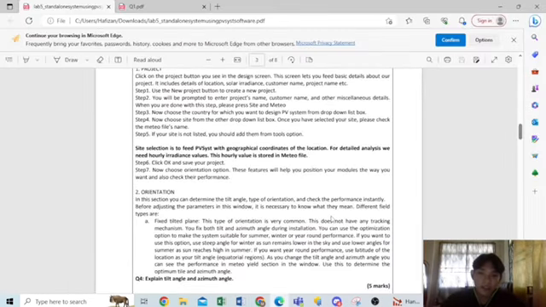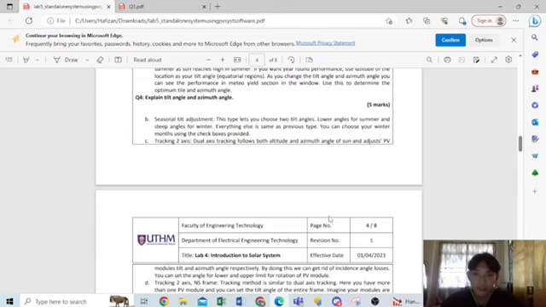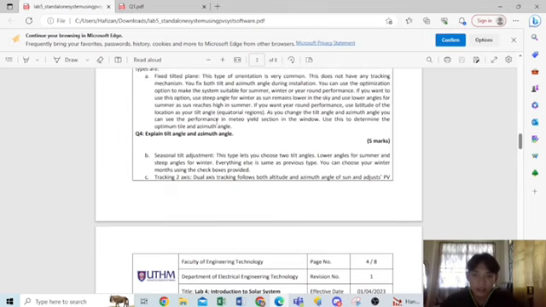Next is question 4. Explain the tilt and azimuth angle. The tilt angle, also known as the solar panel tilt, refers to the angle at which the solar panel is tilted with respect to the ground. The tilt angle is measured from the horizontal plane and typically expressed in degrees. The ideal tilt angle depends on the latitude of the location and the season.